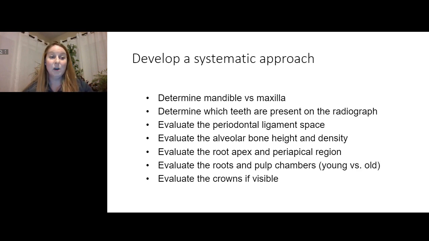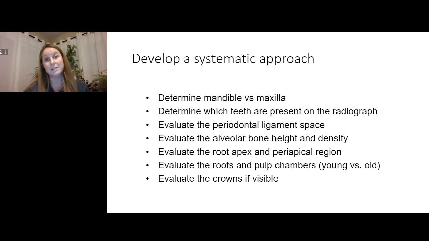As we go through the radiographs today, I want you guys to think in your head, as soon as a new image pops up on the screen: is this mandible or maxilla? That's what I want you to think about first. Then I want you to say, is this the left? Is this the right? Okay. And then once we've established what we have there, we can identify which teeth are present in this radiograph.